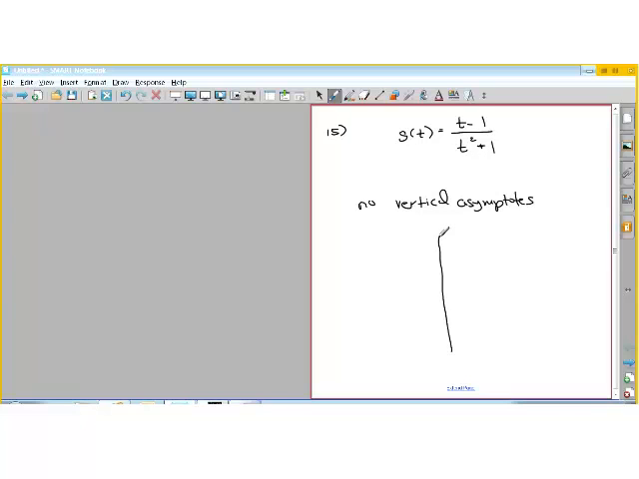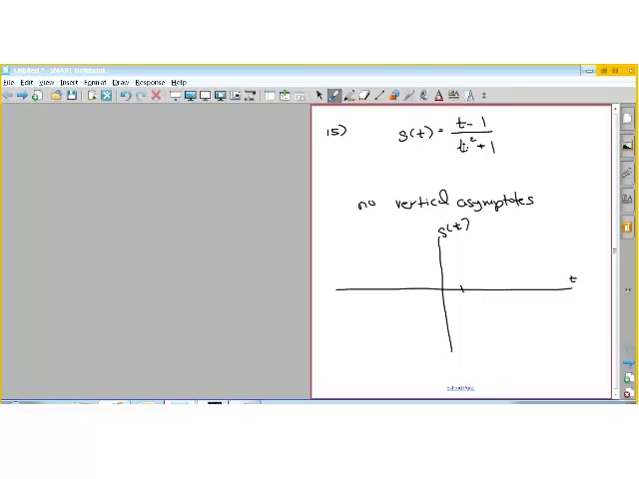So let's just think about how this thing might look. As t goes to infinity, you get t over t squared. Basically, the lower order terms drop out, but t over t squared is always going to go to 0. So we're going to have a horizontal asymptote of 0. It's going to intersect the x-axis, or t-axis in this case, t and g of t. It intersects the x-axis when t equals 1, because we set this equal to 0 and solve for t.